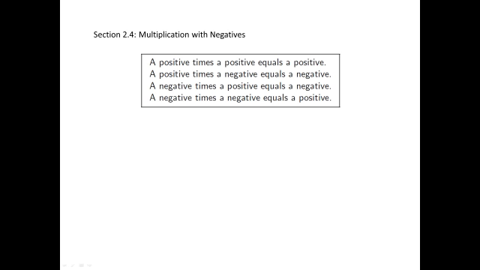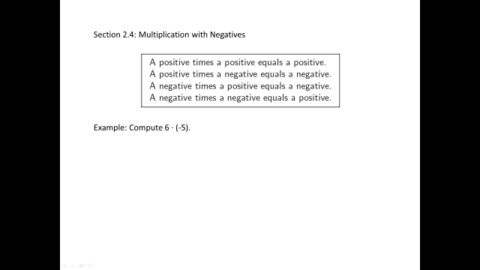Section 2.4, multiplication with negatives. Most students are already familiar with the rules for multiplication, but if not, here they are. A positive times a positive will equal a positive. A positive times a negative will equal a negative. A negative times a positive will equal a negative. And a negative times a negative equals a positive.